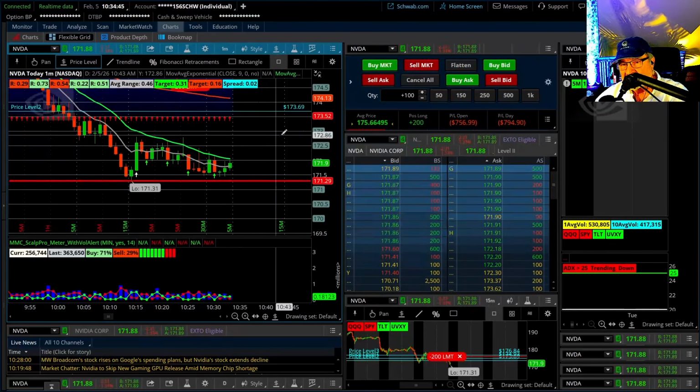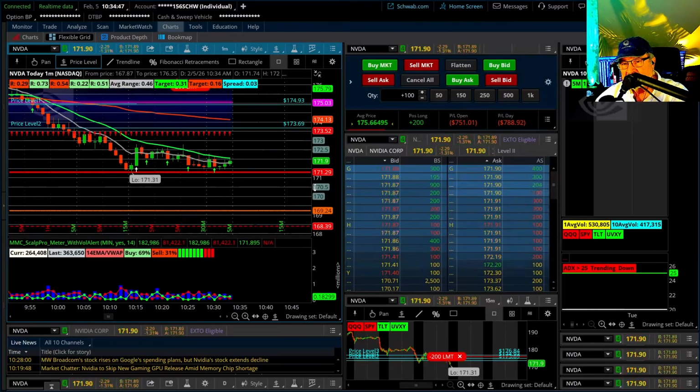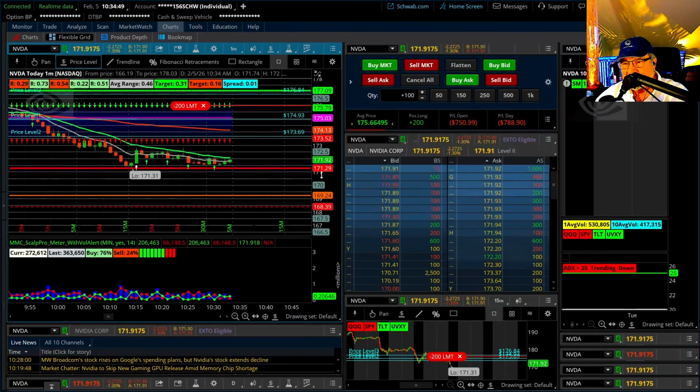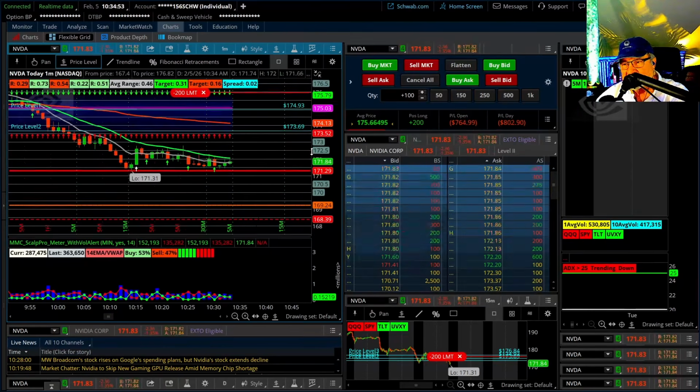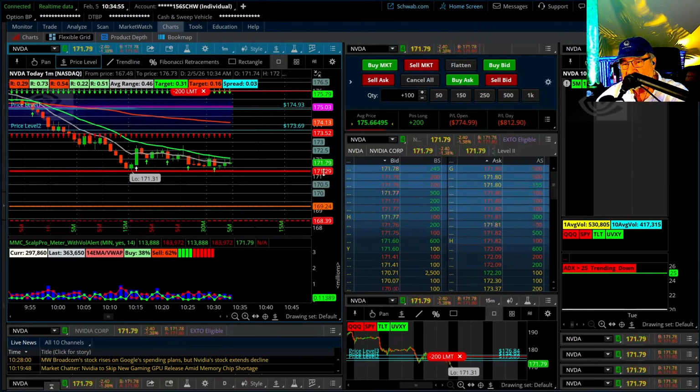Nice to see that it actually respected a level. It's got a long way to go back up. Well, not really. It's got like $4, but the way this stock grinds, that's some painful stuff right there.